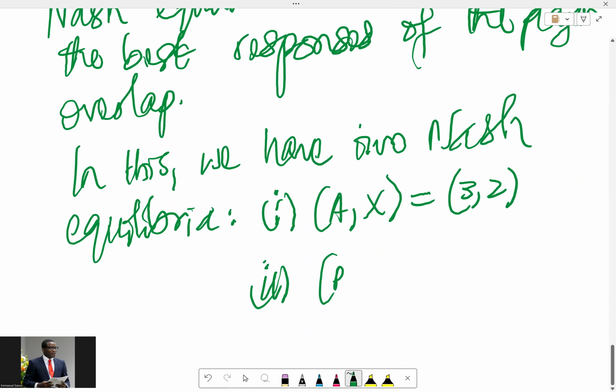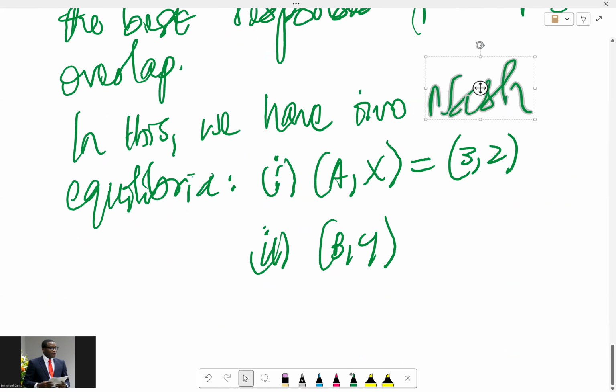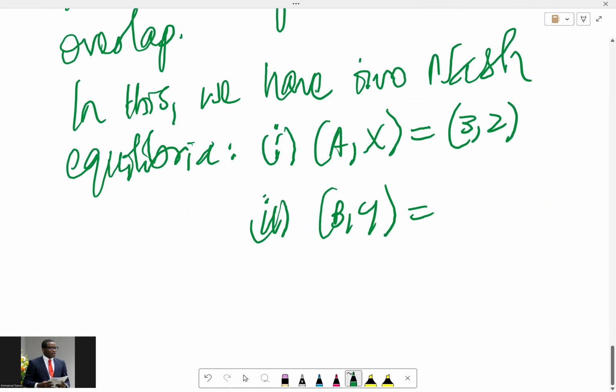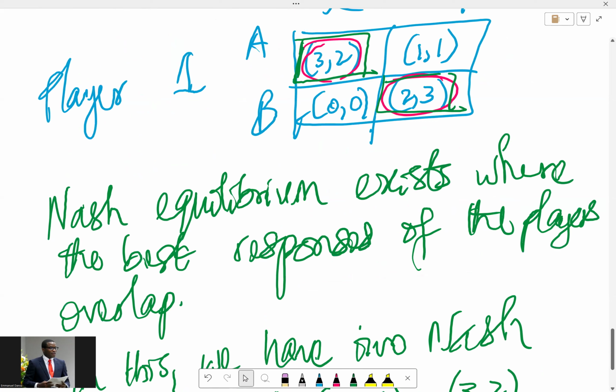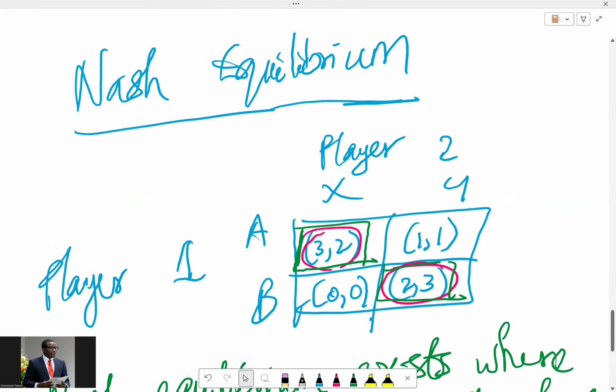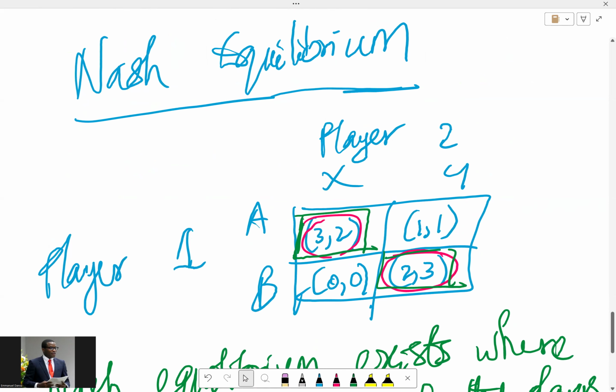As you can see, BY, because you see the red and green are overlapping. The best responses are overlapping in those two places. So we have two Nash equilibria, AX giving payoff of 3, 2, and BY giving payoff of 2, 3. So it's possible to have more than one Nash equilibrium. Just look at the best responses, circle them, and do it across the players, and wherever they overlap, those are your Nash equilibria.